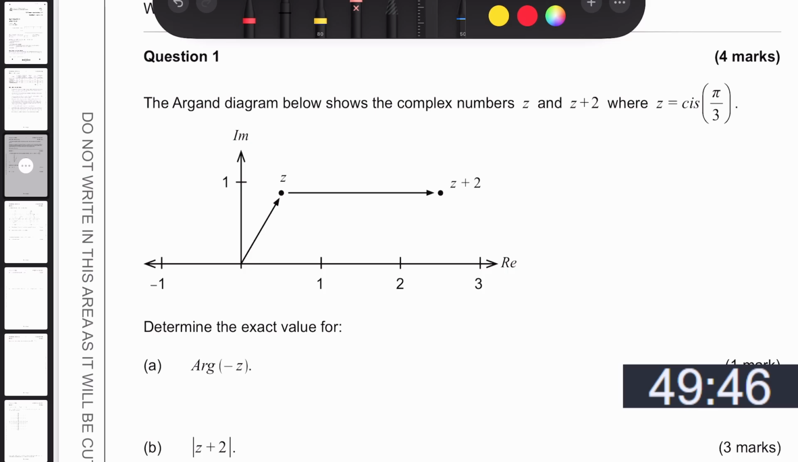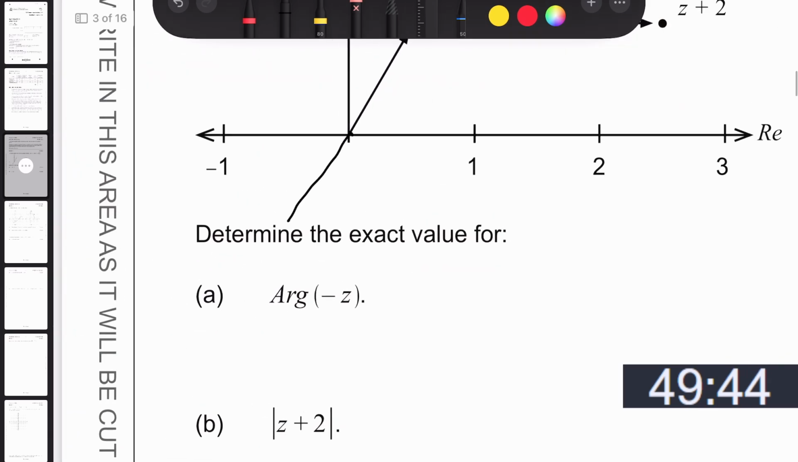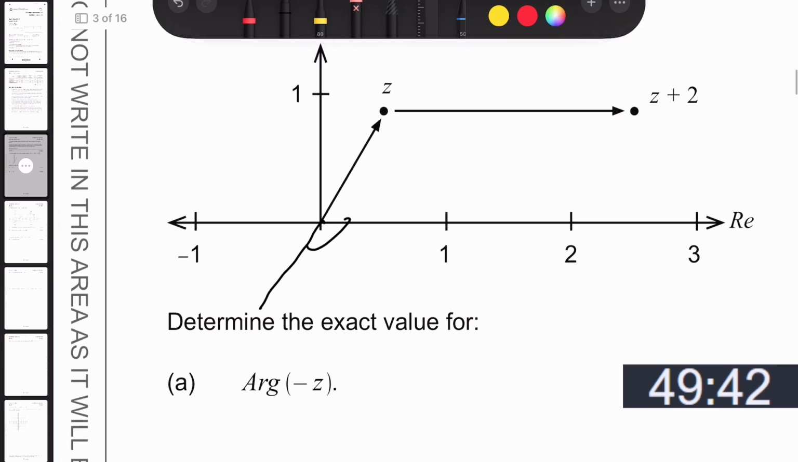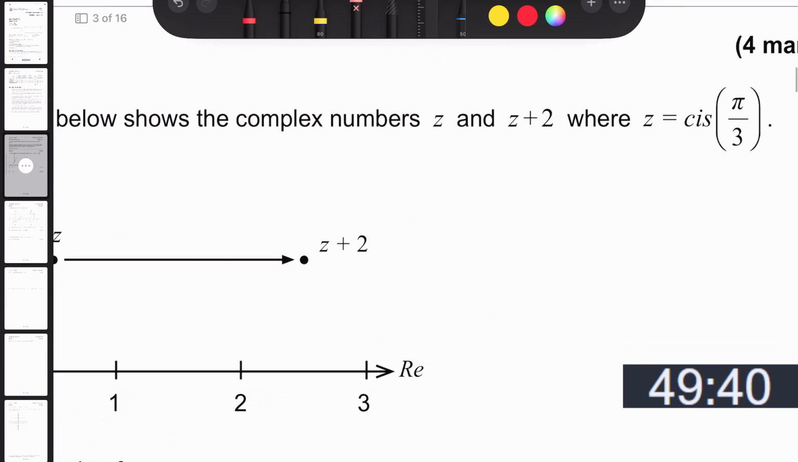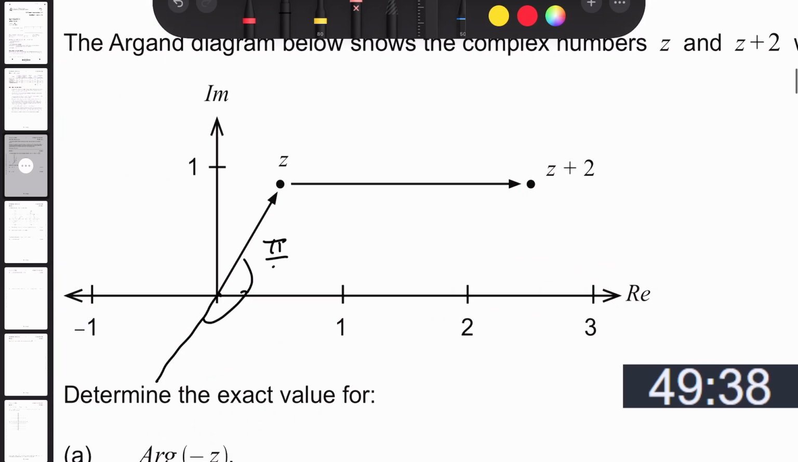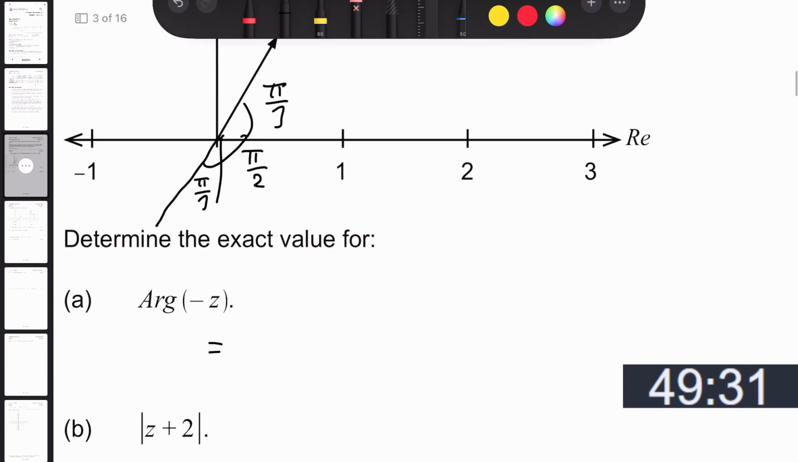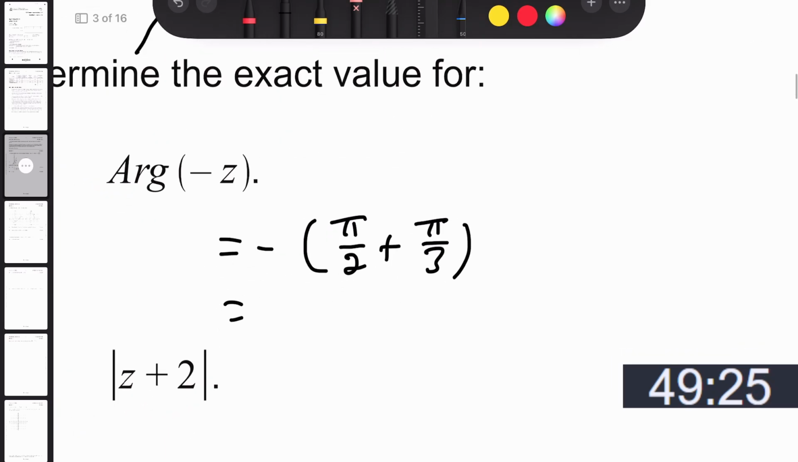The argument of negative z. So negative z would be back here. And since this is pi on 3, we know that this angle here is going to be pi on 2, and this angle will be pi on 3. So it's going to be equal to negative pi on 2 plus pi on 3.